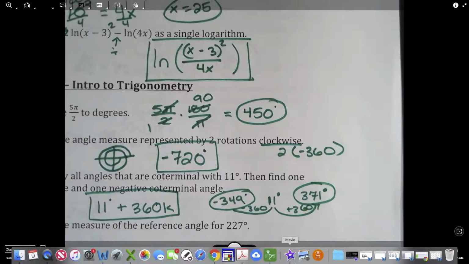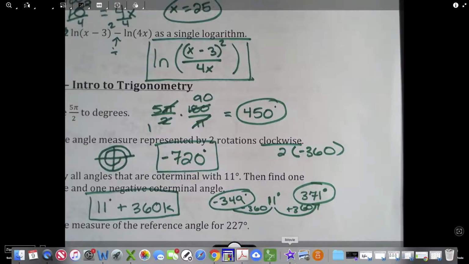We want it to be negative. We want one positive, one negative. Yeah. So negative 349 and positive 711 or 371. Good. One positive, one negative, and then this is representing all of them.